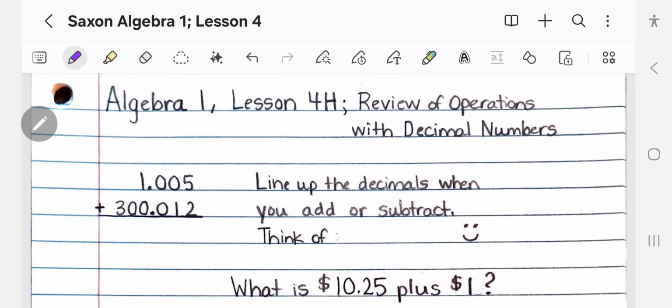This is Algebra 1, Lesson 4H, a review of operations with decimal numbers. So specifically with our decimals here. And they give you a little bit of a pre-example, I guess, here in the textbook.